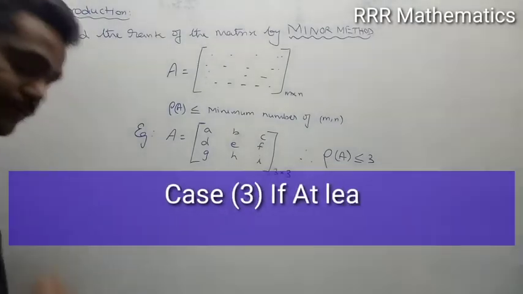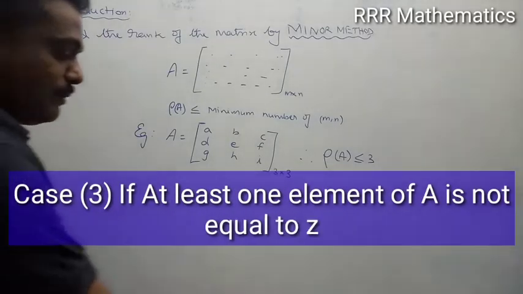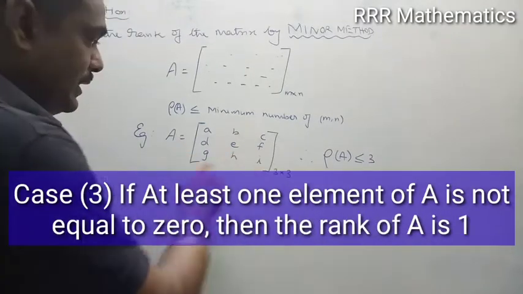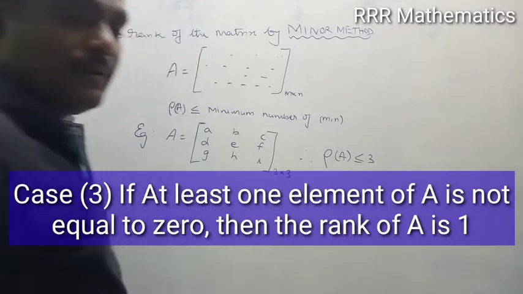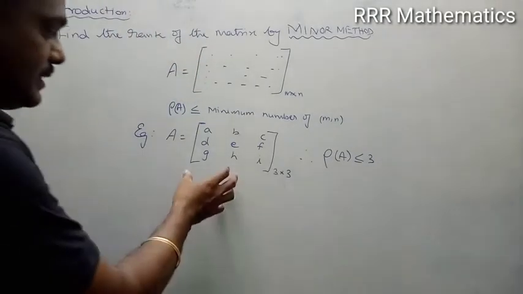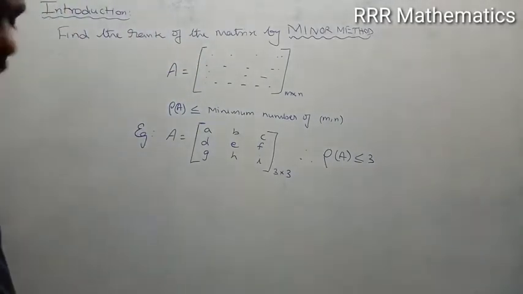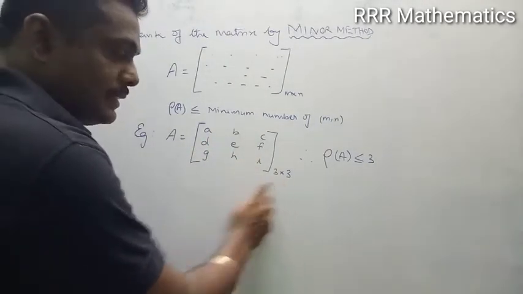Now case 3: if at least one element is not equal to 0 in A, then the rank of A is 1. That's all. If you consider an example 3 by 3 matrix, the maximum square matrix is 3 by 3.